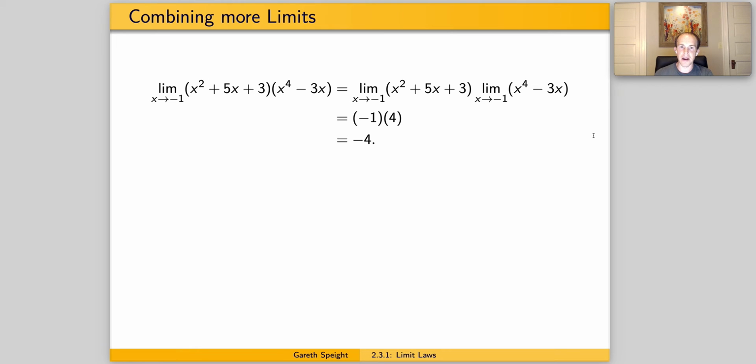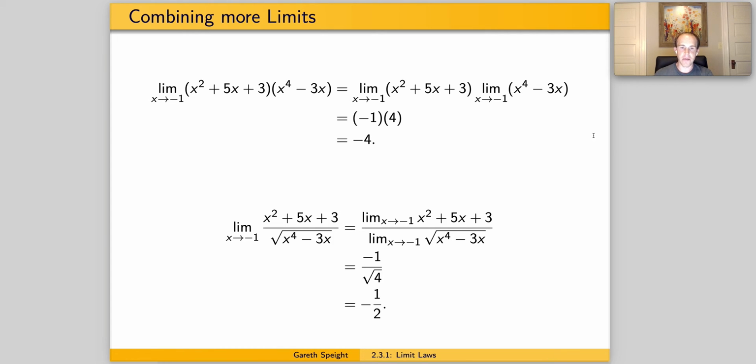But if we just keep combining them, and we can combine them more than once, right? We keep combining them as many times as we need to, we can get the limit of way more complicated expressions, okay? And similarly here is an even more complicated expression, which is based on the previous ones, right? Here is the x squared plus 5x plus 3 again. Here is the square root of, again, the x to the 4 minus 3x. So the limit of a quotient is the quotient of the limits, provided we have to check that the limit of the bottom is going to be non-zero, which we have to check in a second.